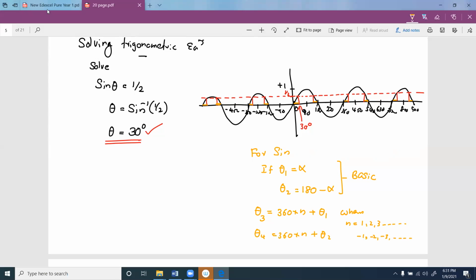Now let's see the same approach to find the solution for this, right? Okay, let's go ahead with this. I'm using the same thing again. Then theta 1 is how much? Theta 1 is 30. Theta 2, how do you get theta 2, Pute? According to this one, it's 180 minus the first angle. 180 minus 30 is how much, Pute?